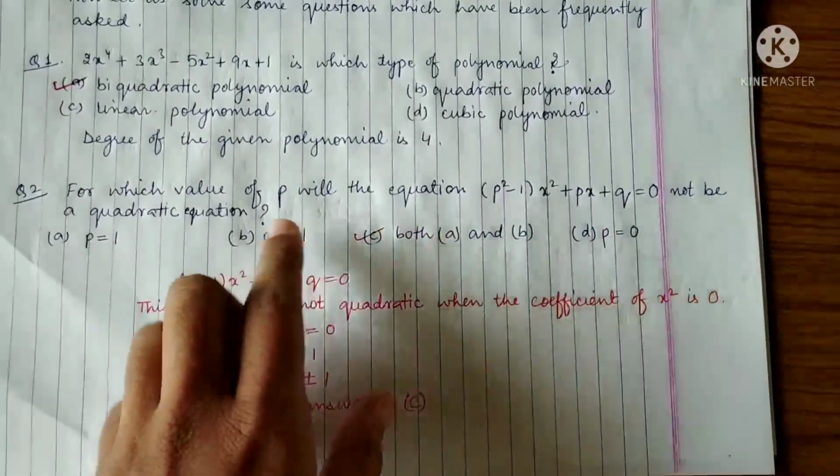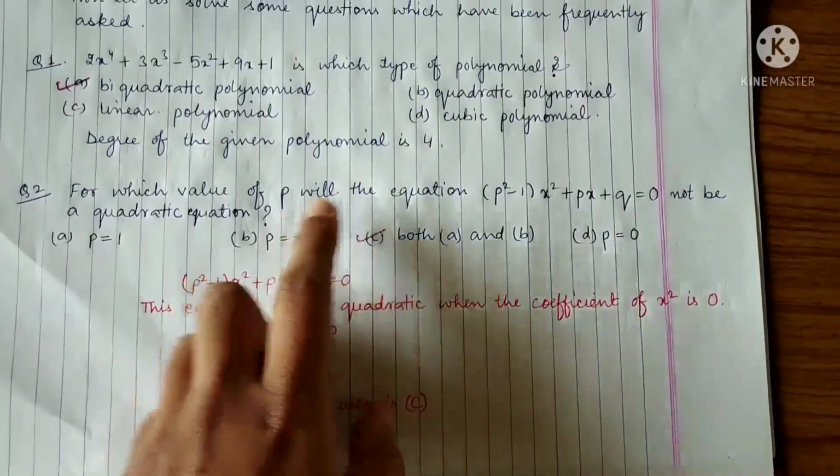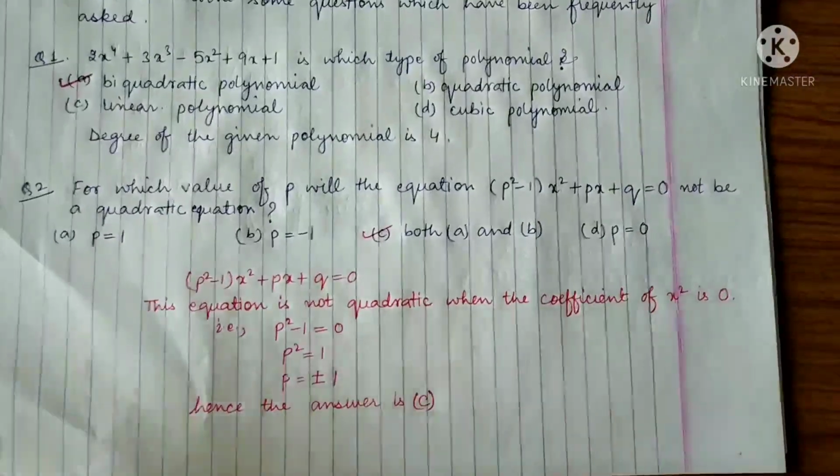So in this question it is asked that for what value of p this equation is not a quadratic equation.